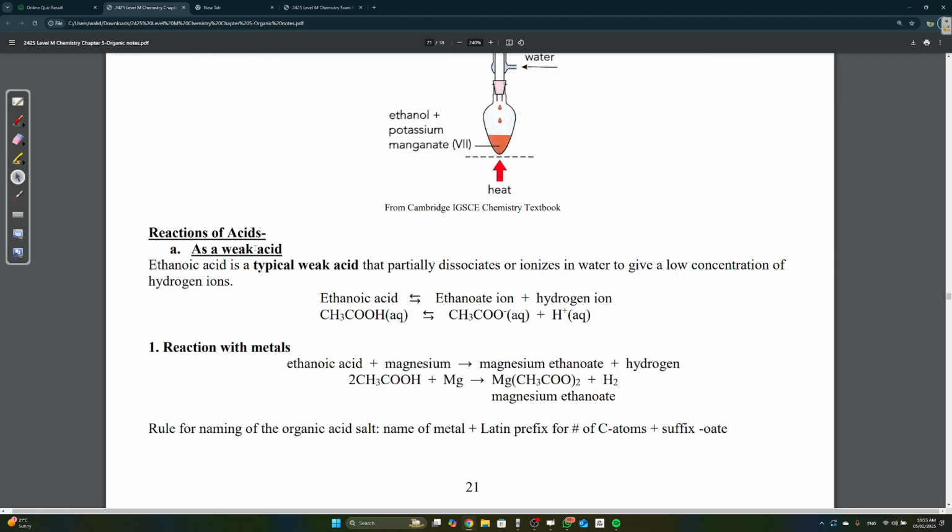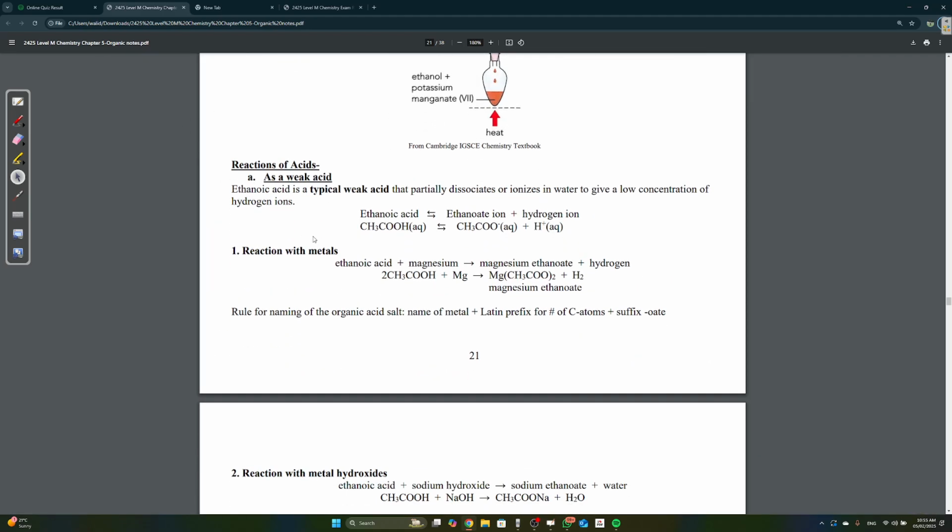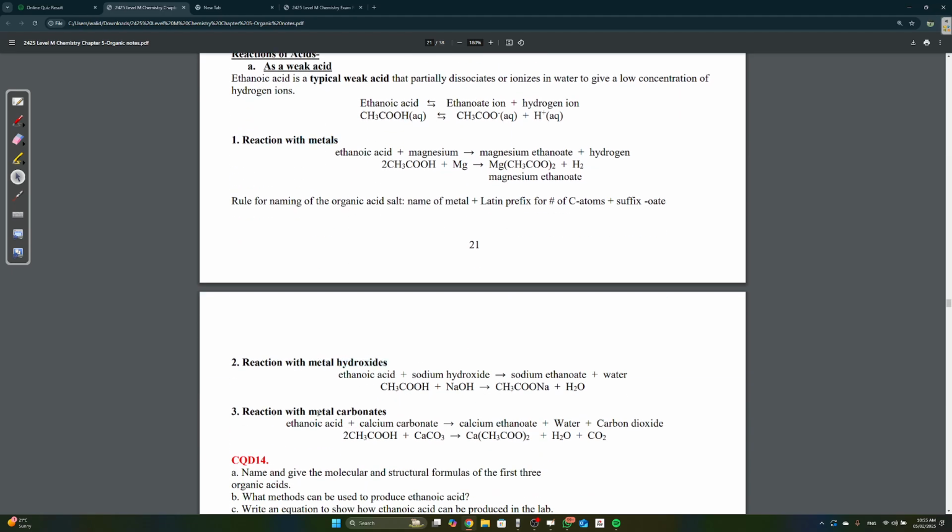Then you need to see the reactions of acids. These are pretty straightforward. We know these. You guys know acids. What do they react with? Metals, metal hydroxides, and metal carbonates. These are from salt preparation, if you remember.